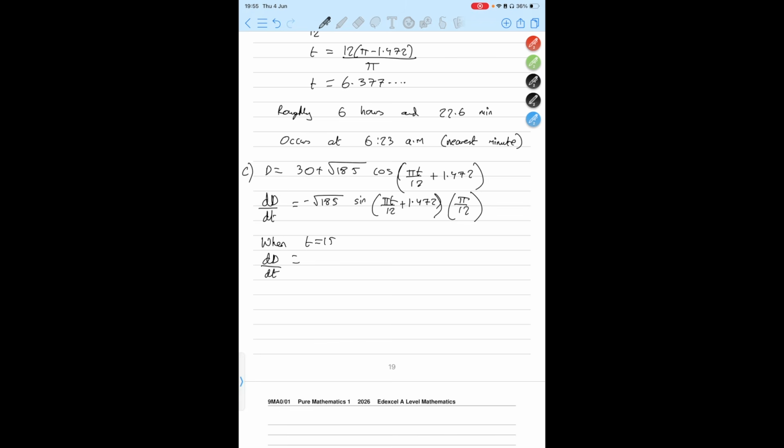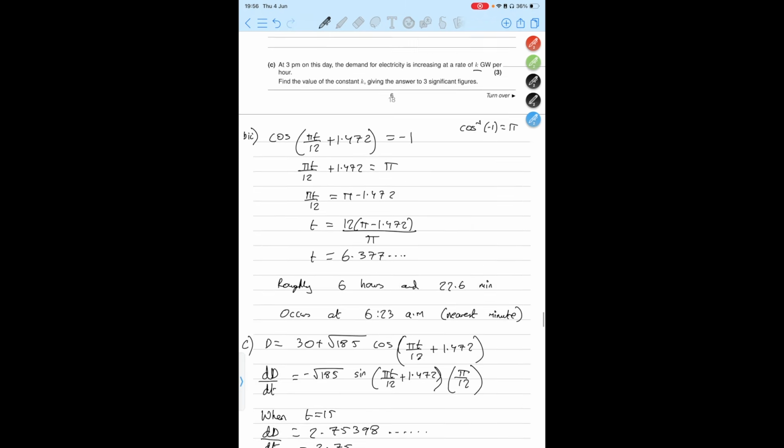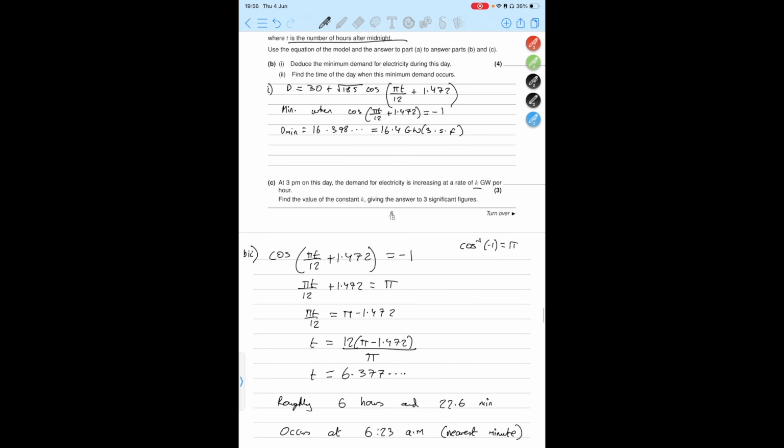Sine of 15 pi over 12 plus 1.472 multiplied by pi over 12. That gives me 2.75398, which equals 2.75. Does it say anything? Okay, it says K gigawatts.